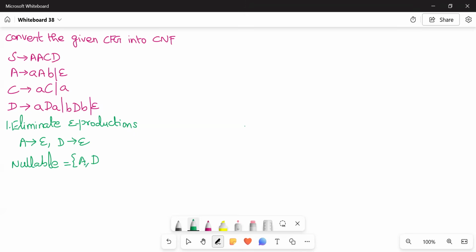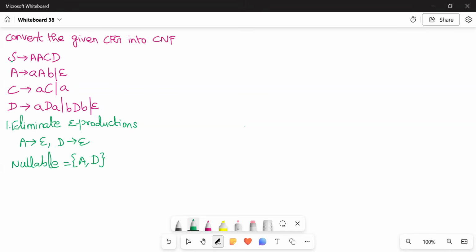Then we need to check the body of the productions. If all the symbols in the body of a production are already known to be nullable, then we can say that the head of the production is also nullable. So now we need to check whether any production contains only A or D alone, or AD, on the right hand side. Here A and D are nullable, but C is not nullable. And terminal symbols are always not nullable. So there are only two nullable symbols in this grammar.